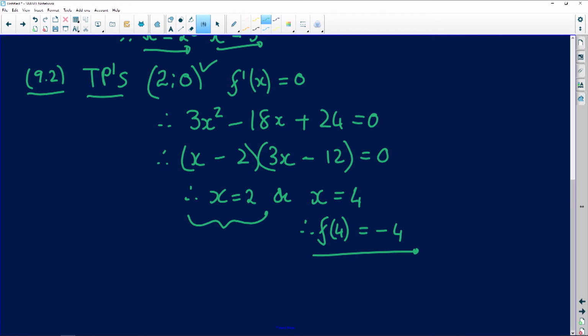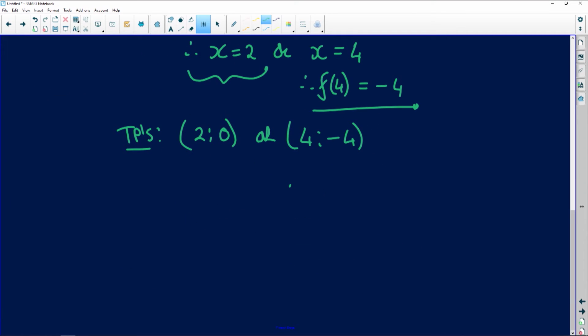Okay, so my two turning points. The turning points are at the point 2 and 0, the root of multiplicity 2, and another turning point at the point 4 and negative 4. Two turning points for this graph, expected because it's a cubic curve of which we had one root of multiplicity 2. Okay, let's continue with this question.